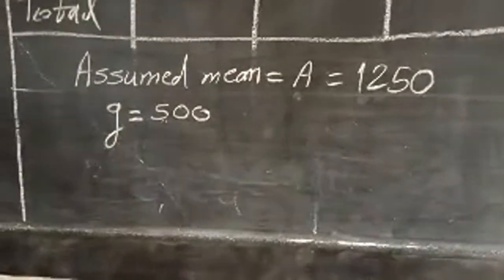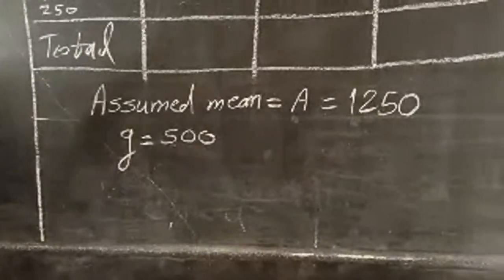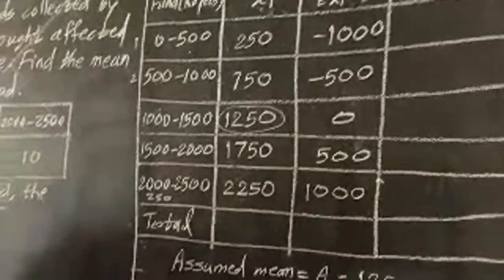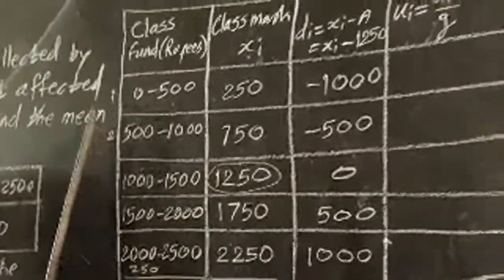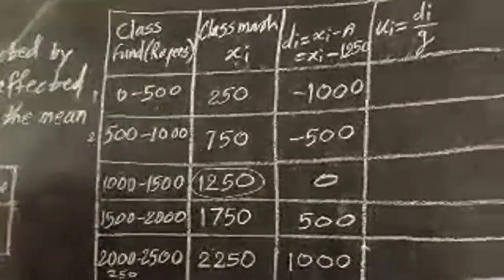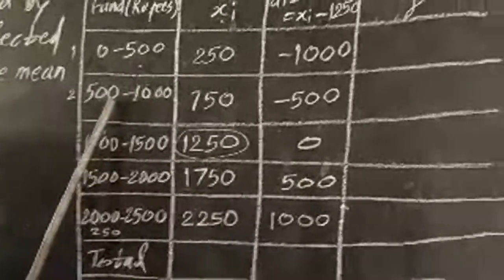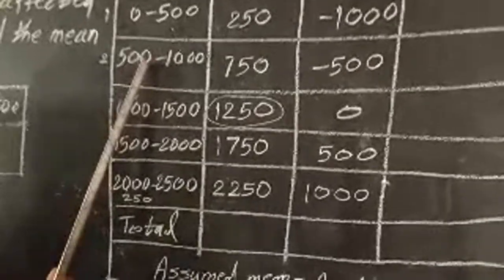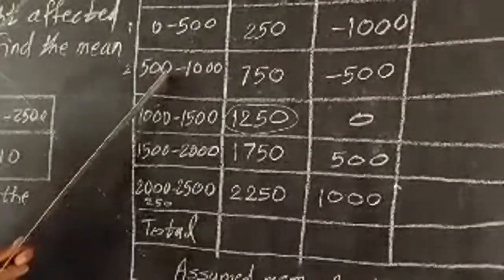Next formula is upper limit minus lower limit. Which class do we consider? Out of the first and second, we consider only one: 1000, that is the second class. Formula is upper limit minus lower limit, and the bracket is important.